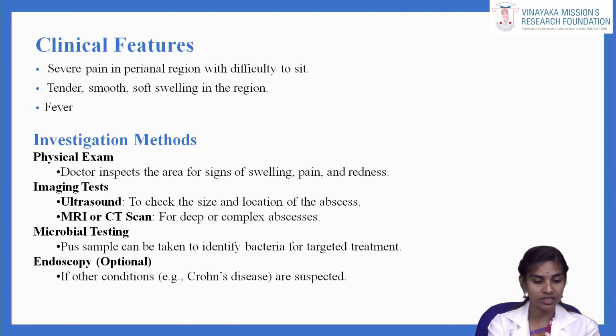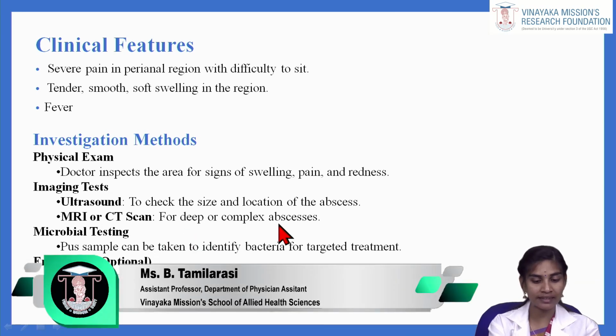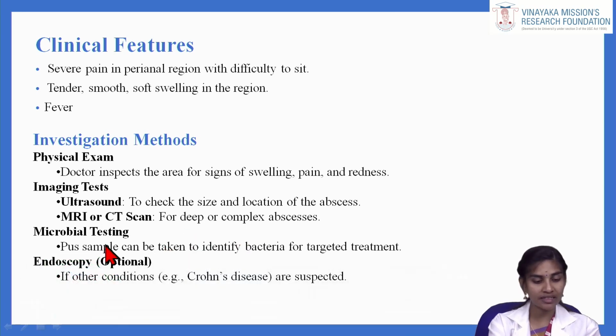Imaging tests are ultrasound and MRI. With ultrasound we have to check the size and location of the abscess. MRI and CT are for deep or complex abscesses. For microbial testing, pus samples can be taken to identify the bacteria for targeted treatment. Endoscopy is optional, if there are other conditions such as Crohn's disease or any problem inside the large intestine.